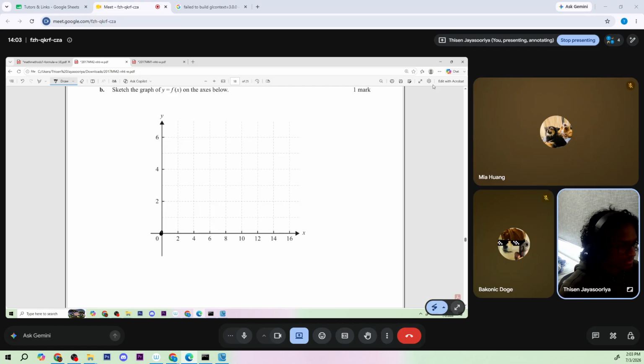So here, from 0 to 16, it has a turning point up here. So it's going to be 4, 4. This is 0, 0. This is 16, 0. The graph is going to look something like this. It's going to look something like that.